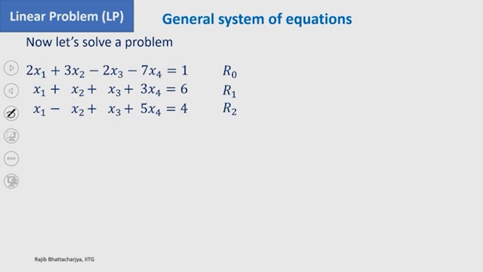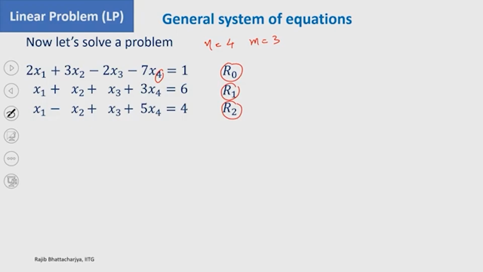Now, let us solve a problem. In this case we have a total of 4 variables, that is n equal to 4, and we have 3 equations, so m equal to 3. I would like to solve this particular problem. I am calling this row 0, this row 1 and this row 2.